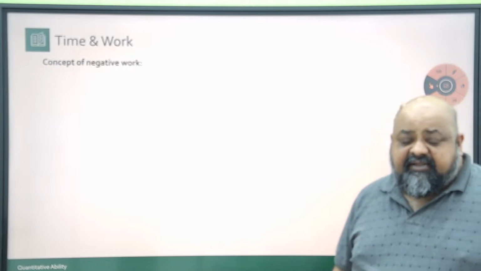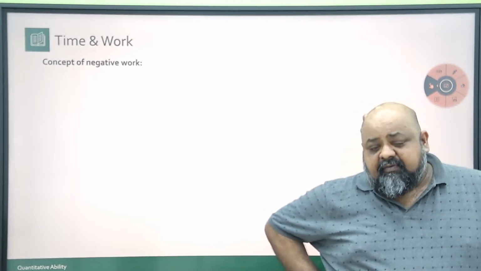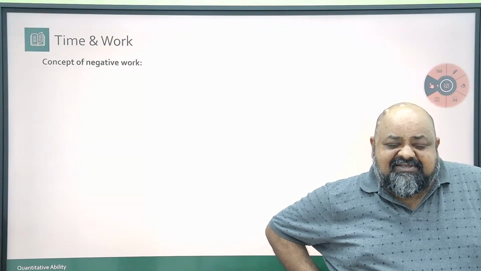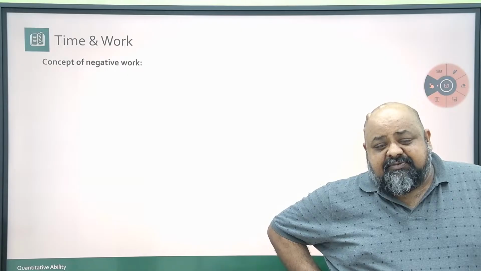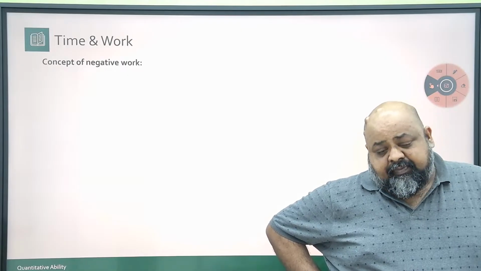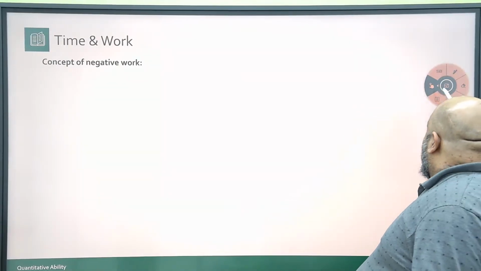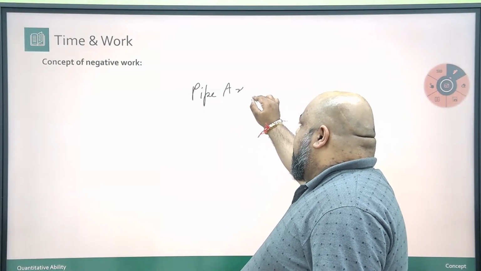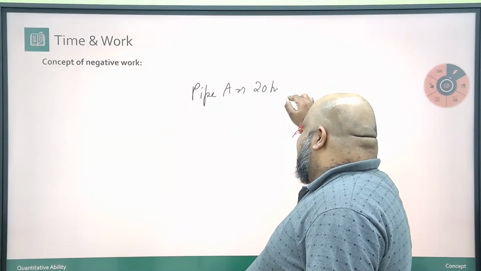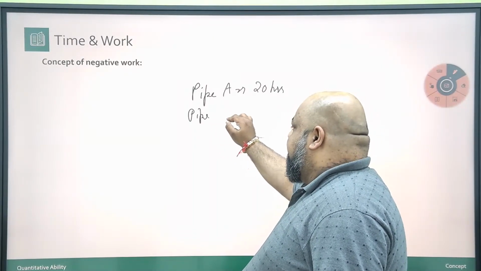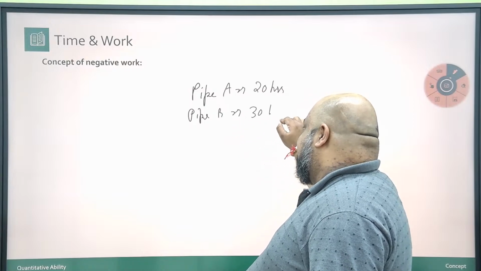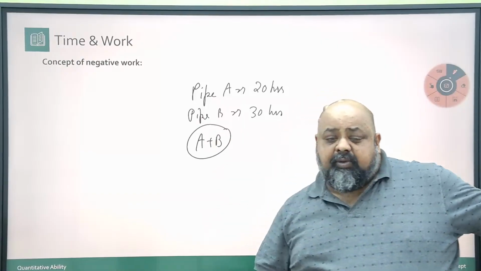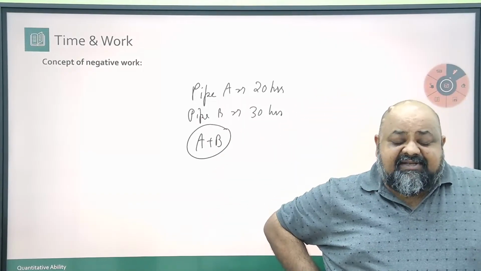अब concept of negative work. See, negative work will make a lot more sense, or will be practically visible if we talk of pipes and cisterns, for example. अब देखिए pipes and cisterns में भी जो हम अभी logic A और B के लिए use करें वो कर सकते हैं. For example, if I say pipe A can fill a tank in 20 hours, pipe B can fill the same tank in 30 hours alone. In how many hours will A and B fill the tank together? इसका आंसर कैसे निकालेंगे?